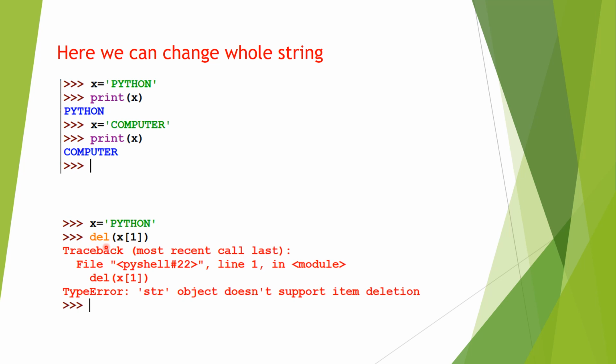Here we are trying to delete. x is a variable, and in this variable, the string Python, we want to delete the index value of 1. The index value of P is 0 and the index value of 1 is Y. So we are trying to remove Y from the string, which is not possible. The same type error will come: string object does not support item deletion.